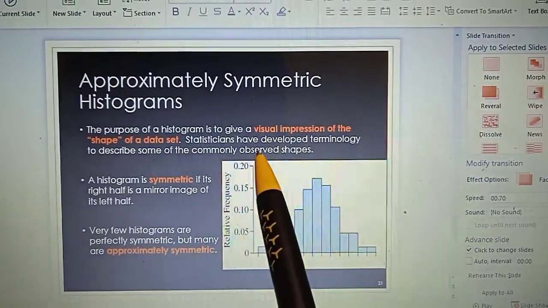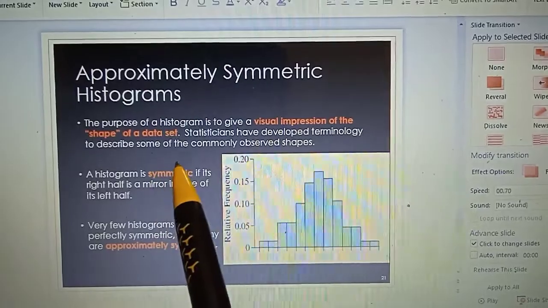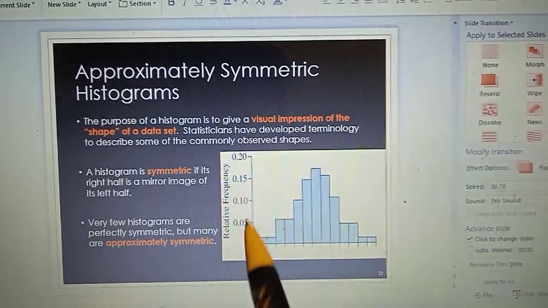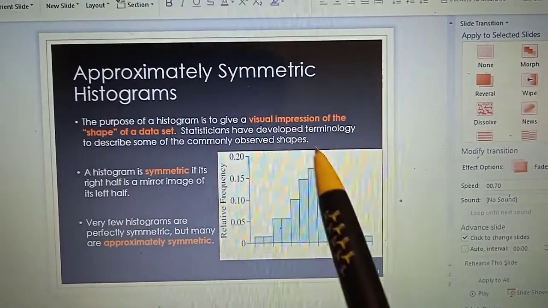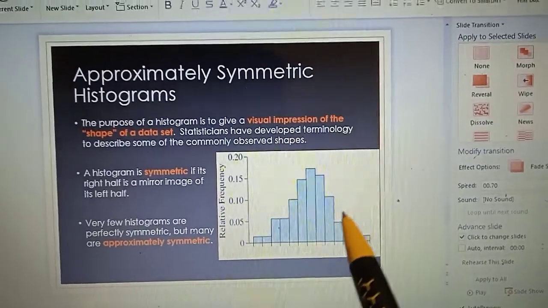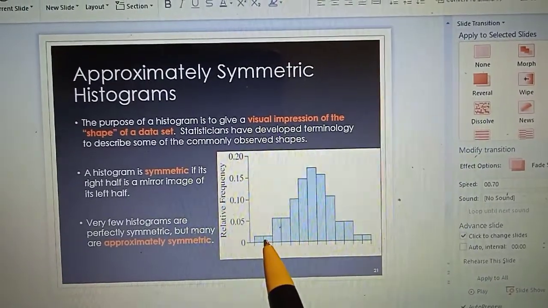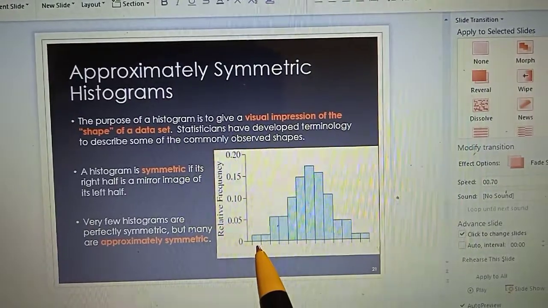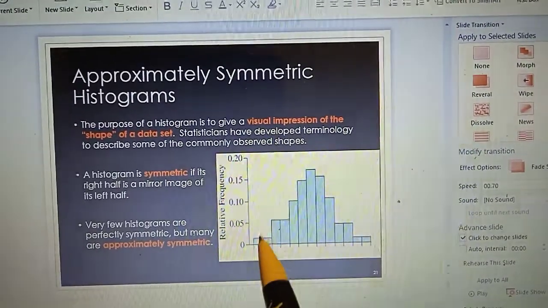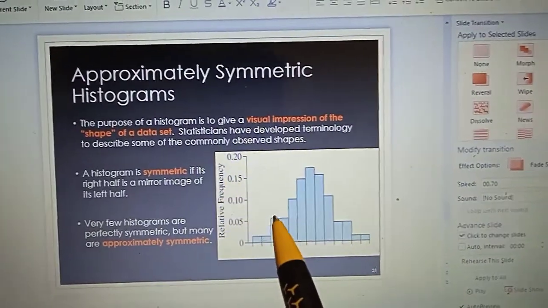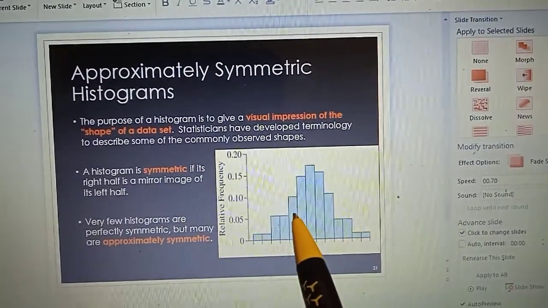Statisticians have developed terminology to describe some of the commonly observed shapes. If you have studied normal distribution and binomial distribution before, there are a few more types of distribution, right? This is based on the shape of data displayed by the histogram.